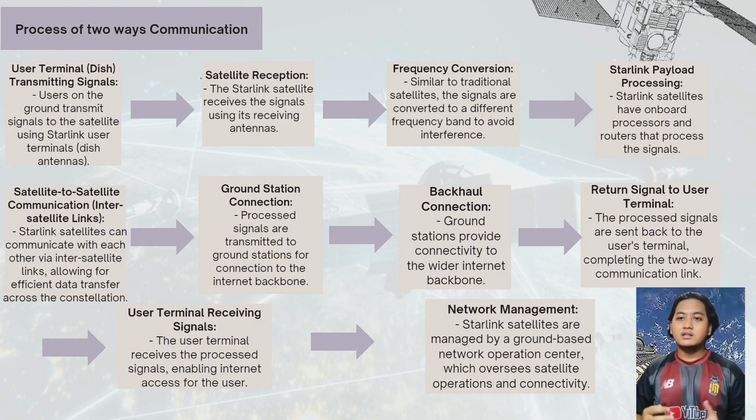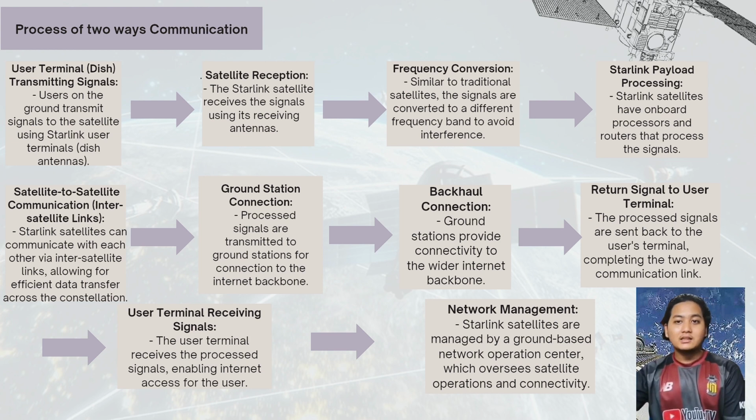Alright, you have seen the block diagrams and the visualizations of the Starlink. Now we will go into detail about the process of two-way communications by the Starlink satellite. Firstly, user on the ground utilize Starlink user terminal, commonly known as dish antenna, to send data signals. These terminals are equipped with advanced technology to establish a reliable uplink to the Starlink satellite network.